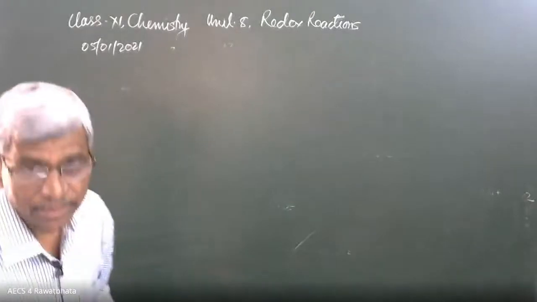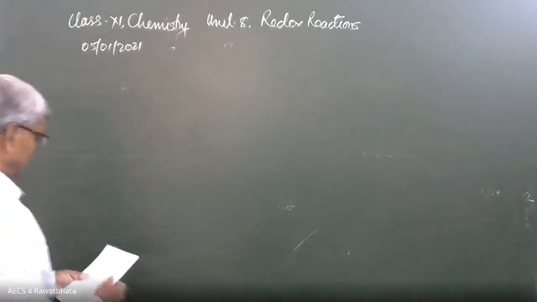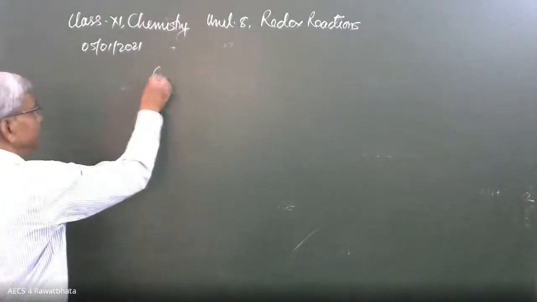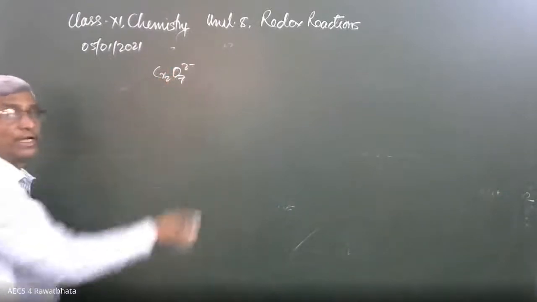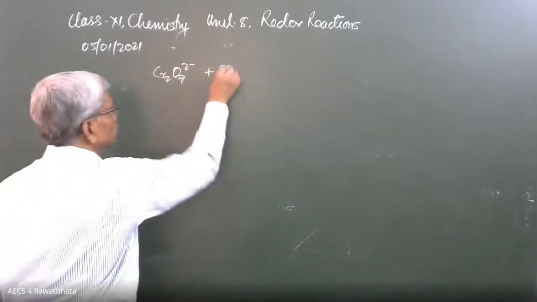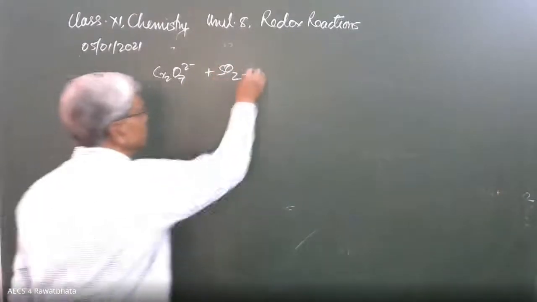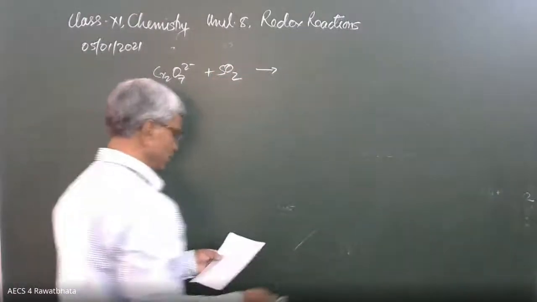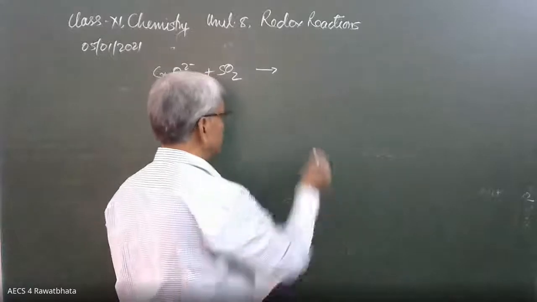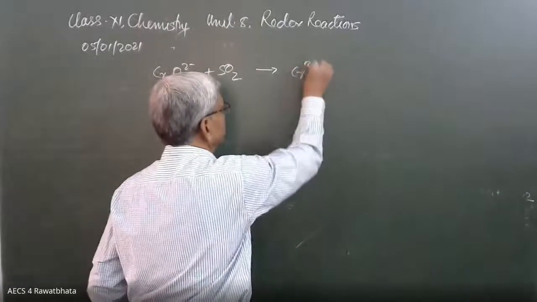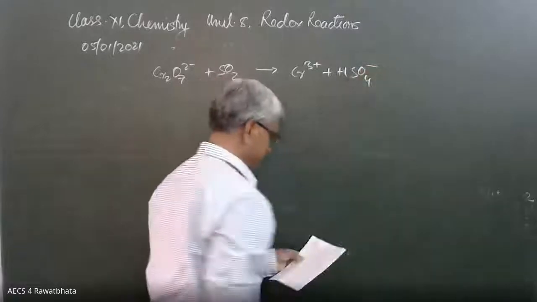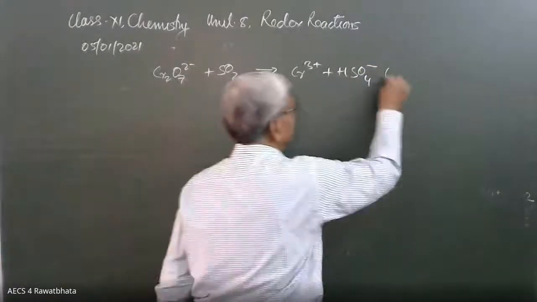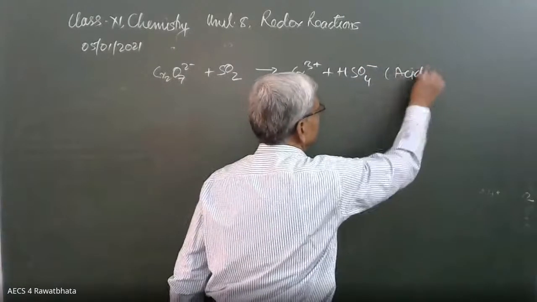And the examples are, the one is Cr2O7 2 minus dichromate ion plus SO2 sulfur dioxide going to change into Cr3 positive plus HSO4 minus. Acidic medium. I am giving only acidic medium.